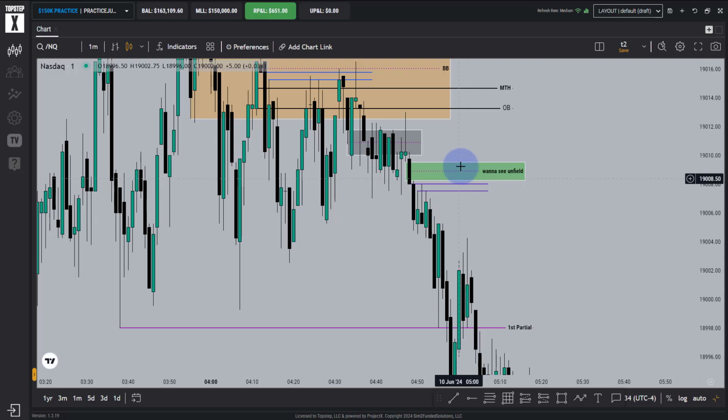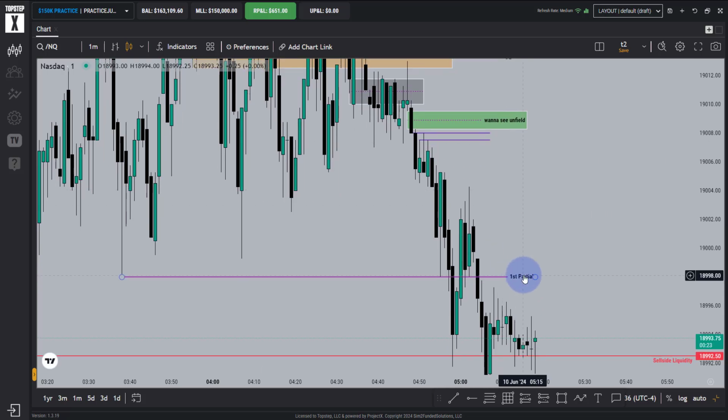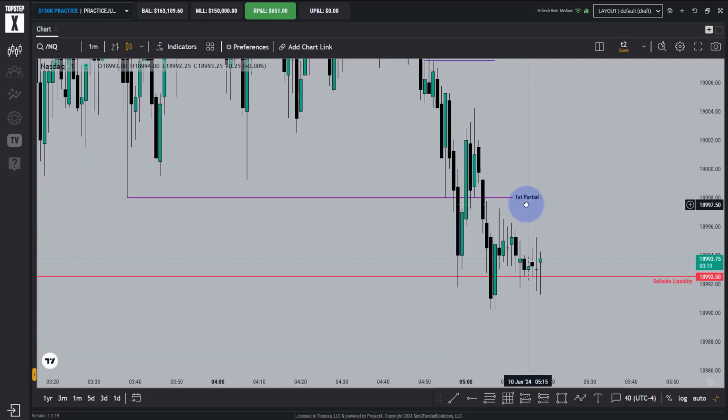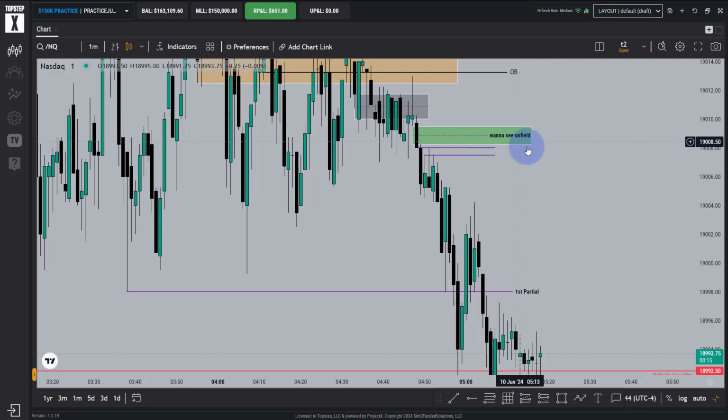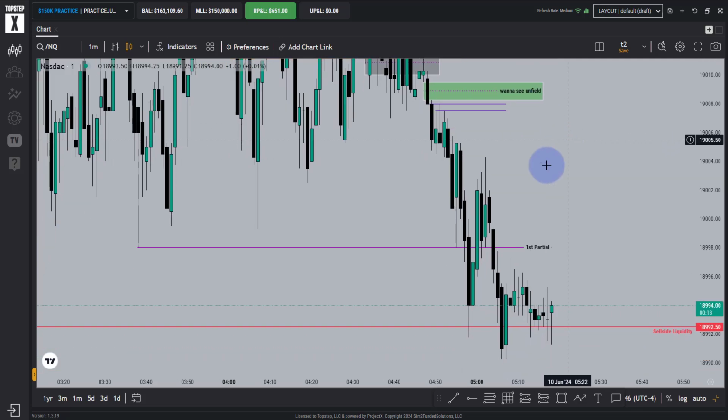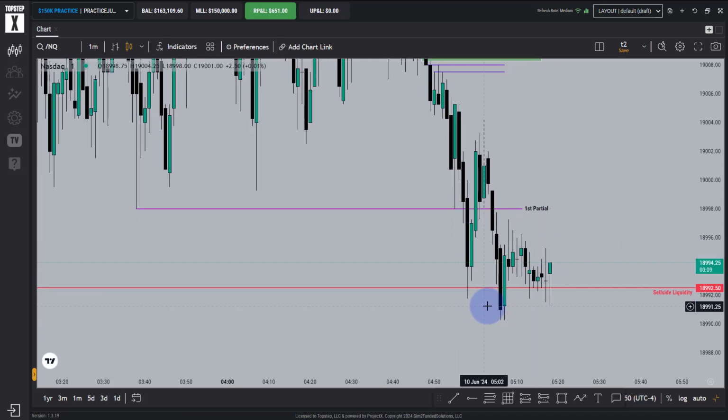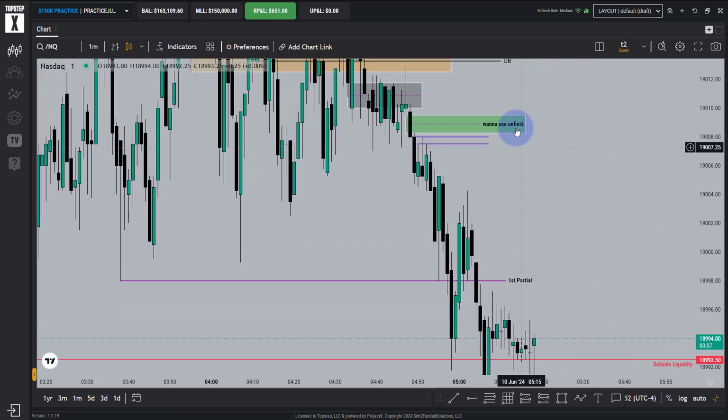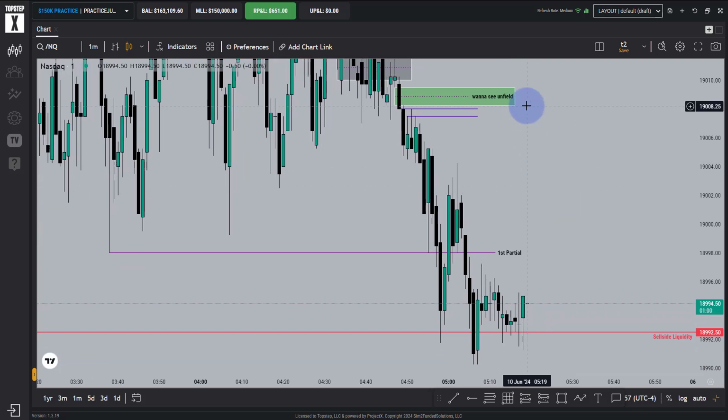If it failed to make this type of thing, then around the partial area, you have to take more partial. Simply, I took one partial here and I actually closed two contracts over there. But if I didn't see that unfilled fair value gap, then I would close two contracts over there and then I would hold one contract for the sell side liquidity. When I saw this, I was a little confident, not a little, actually too much confident that the market is going to fall for the sell side liquidity.